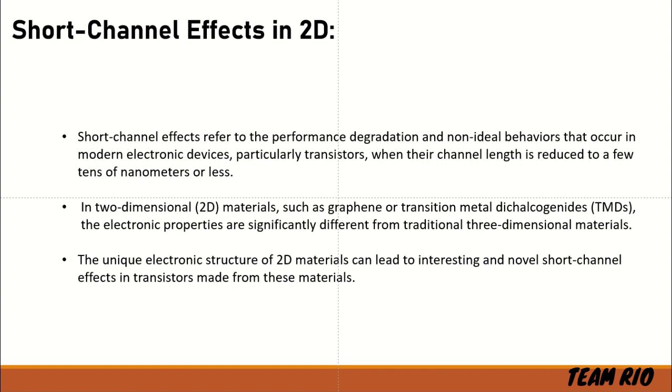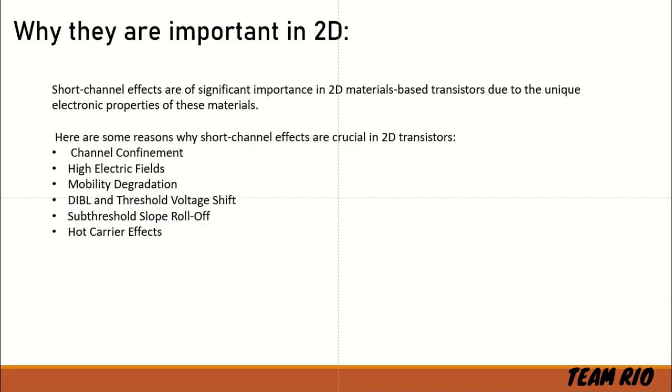In two-dimensional structures such as graphene, compared to 3D material, unique properties are achieved. Why are they important in 2D? Short channel effects are significantly important in 2D material due to unique electronic properties. Here are some short channel effects properties.